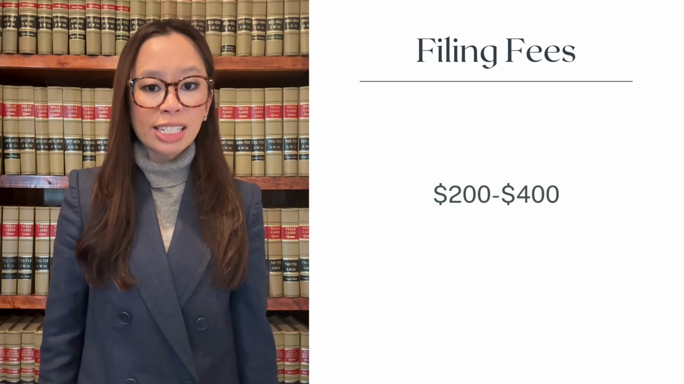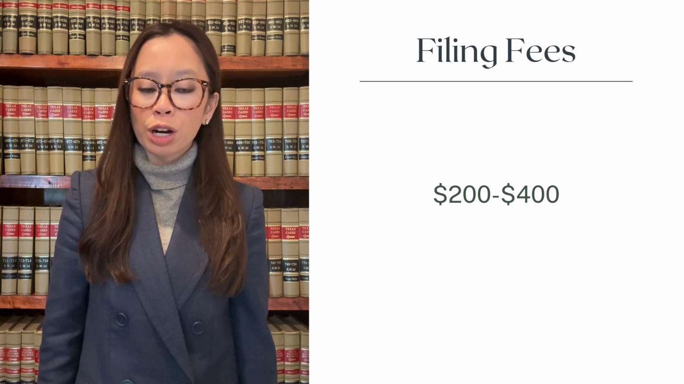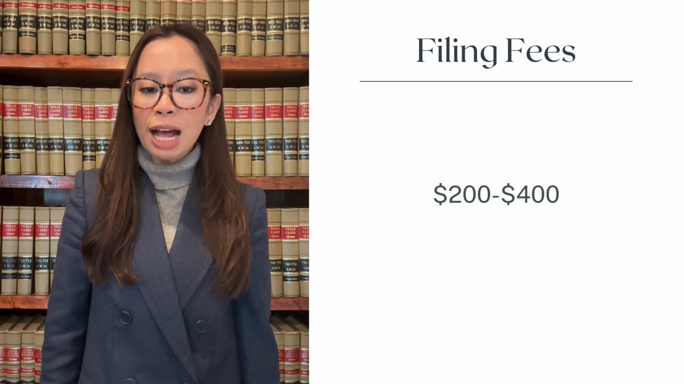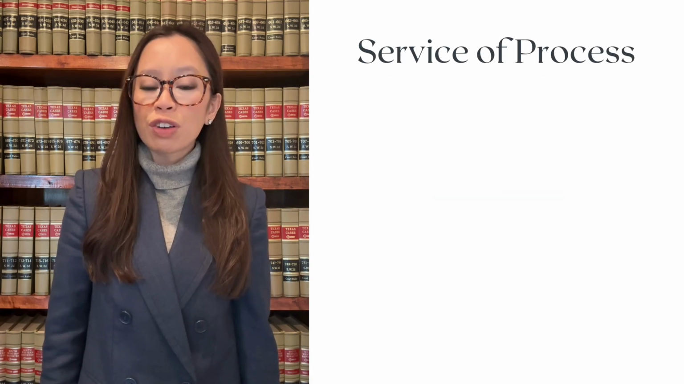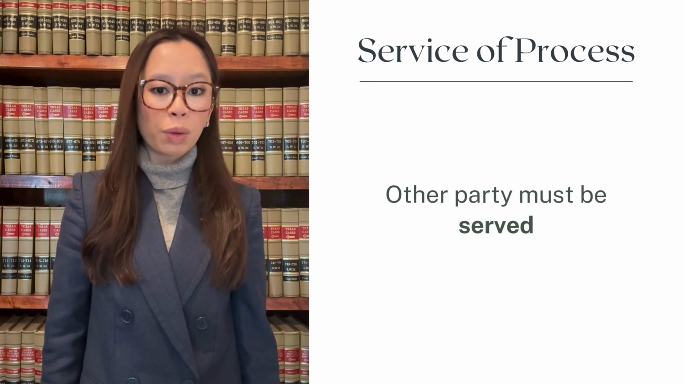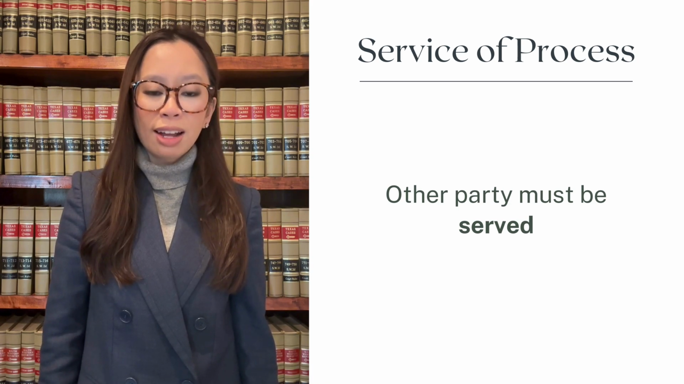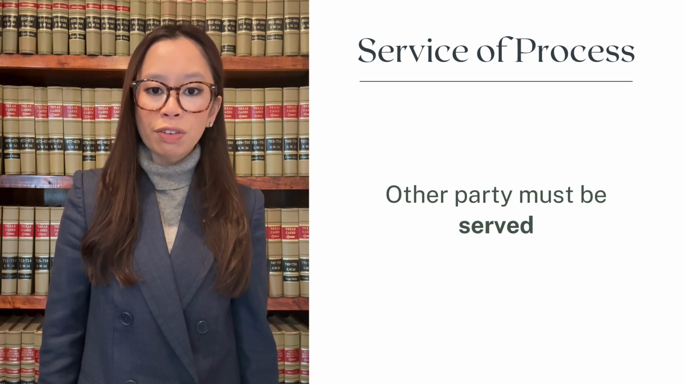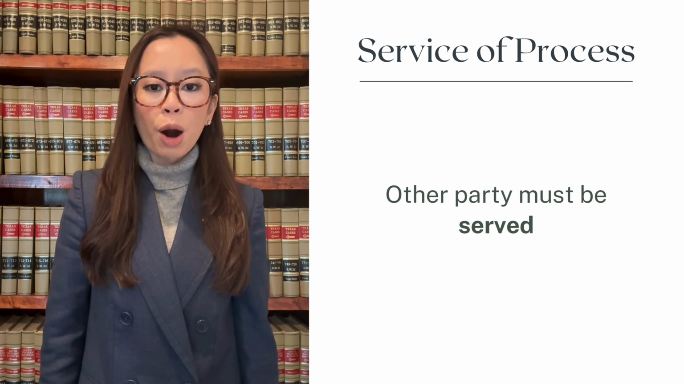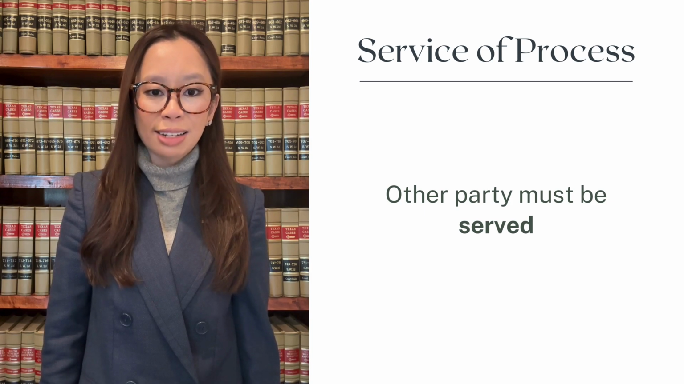Filing fees. There is typically a filing fee associated with submitting the petition, ranging from $200 to $400 depending on your county. If you cannot afford this fee, you may be eligible to apply for a fee waiver. Service of process. Now, once you file the petition, the other party must be served with the petition, which means they must receive formal notice of your request. This is usually done through a process server, but it can also be done by certified mail in some cases. The other party then has the opportunity to either agree to the modification or contest it.